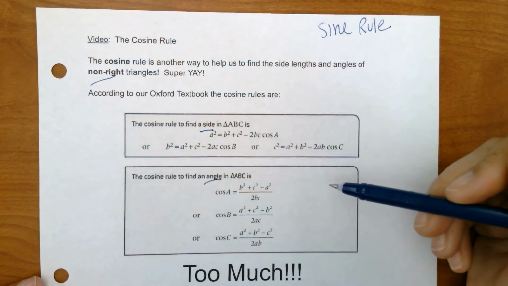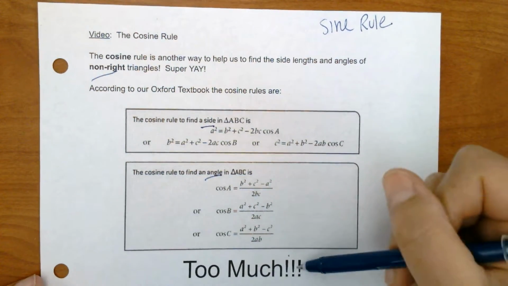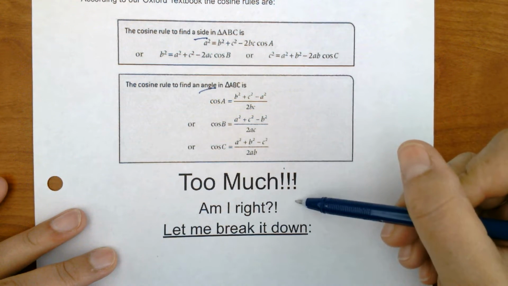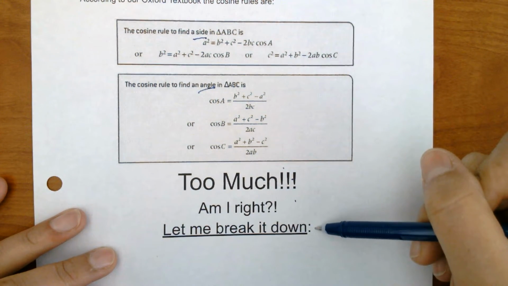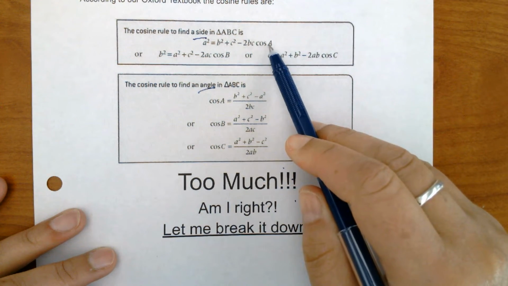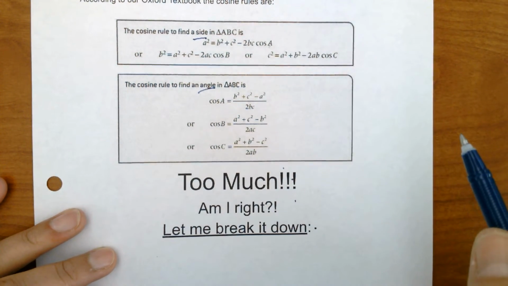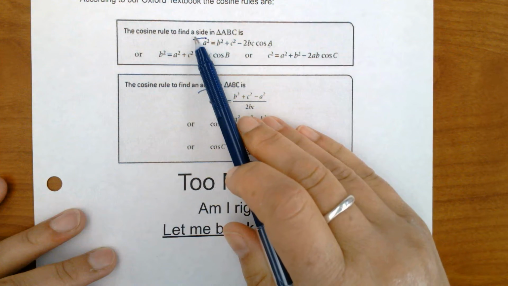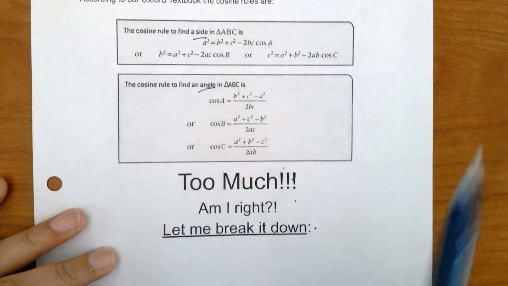You do not have to remember all of these. It's too much. Am I right? So let me break it down for you. You only need one. The only one that I'm going to use is this first one. So let's look at two examples. One example to find a missing side, and one example to find a missing angle.